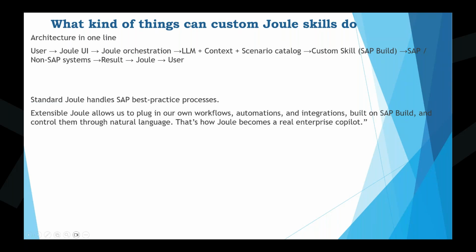And then it will go to the LLM, and then to the context, and to the exact scenario catalog. Then it will go to our custom skill, pick the SAP and non-SAP systems, and return the result via Joule to the user. This is the overall high-level architecture of the Joule skill. We have lakhs of LLMs, but Joule has to know which one to go to, and Joule orchestration takes care of that.